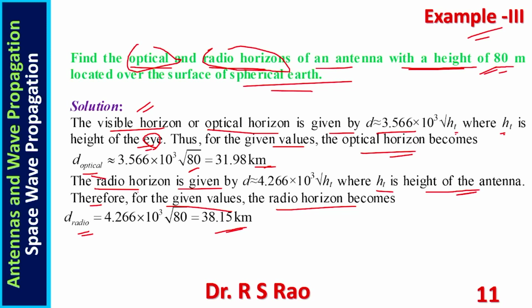Notice that in the case of radio horizon, the antenna is acting as an antenna, and HT is the antenna height. In the case of visible horizon or optical horizon, the antenna is considered as functioning as a human eye, and HT is the height of the antenna.